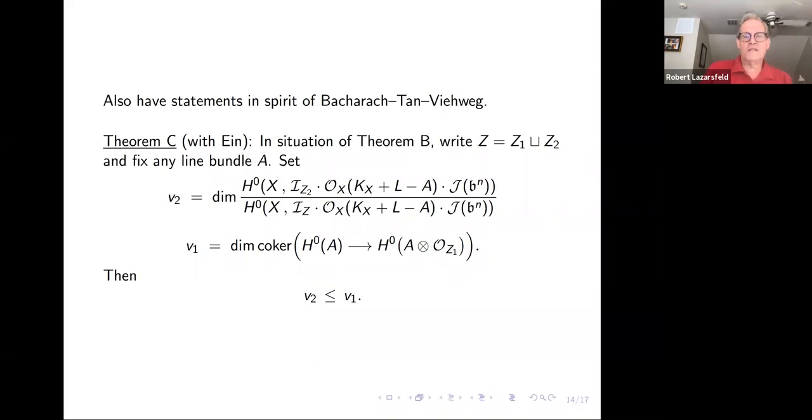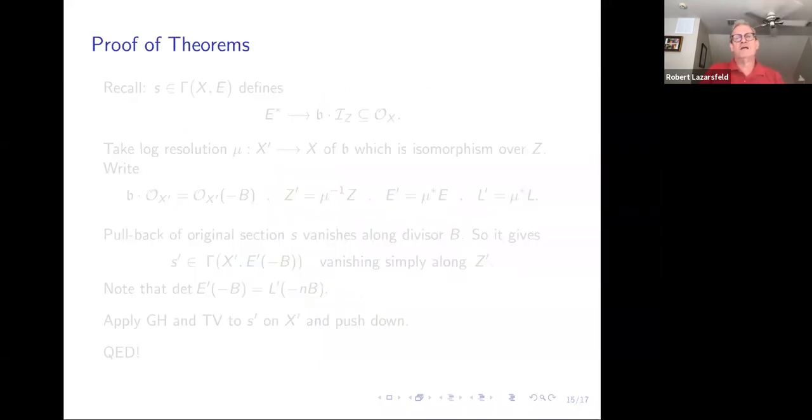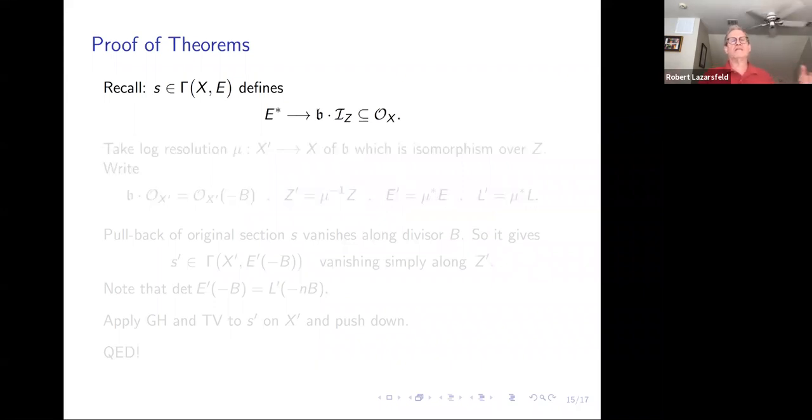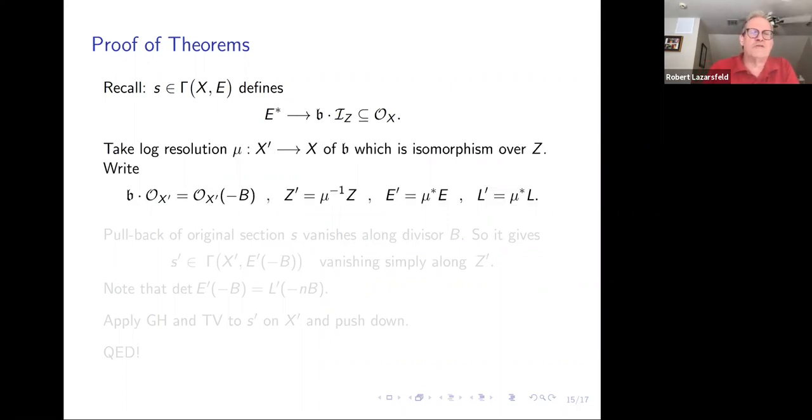Okay, so where does this theorem come from? Like many theorems involving multiplier ideals, the proof is almost automatic. There's nothing to do. Somehow the whole idea of multiplier ideals is they always reduce to some statement with non-excess vanishing. So let me quickly run through the proof, and you'll see that it really involves nothing other than the classical theorems.